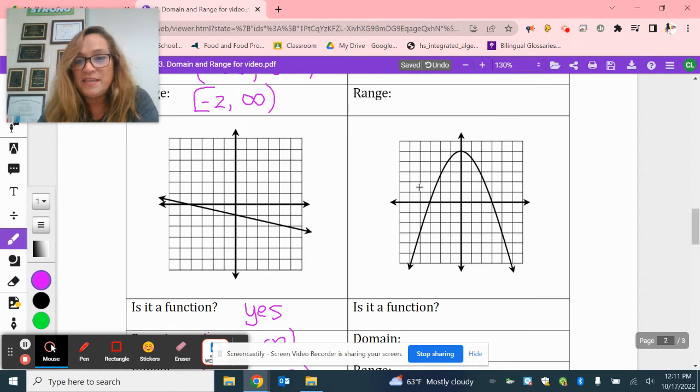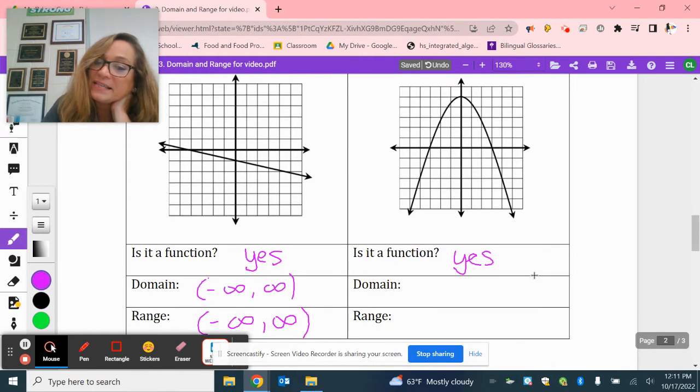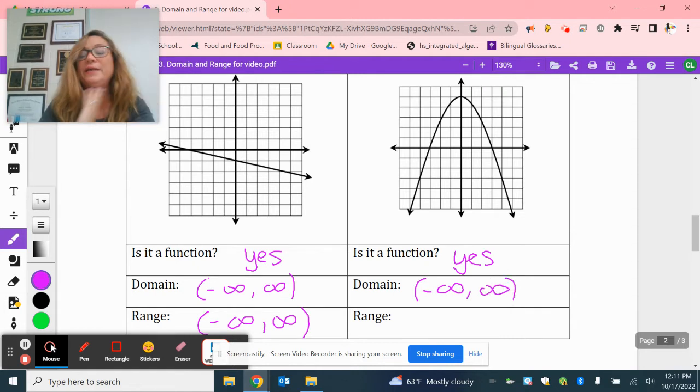Okay, so this is a function. It passes the vertical line test. You can just draw your vertical lines or pretend to draw them. So I'm going to say yes here. And then I'm going to go to the left, and I have an arrow. So that's going to be -infinity. And then I'm going to go to the right. That also has an arrow. So that's going to be infinity.